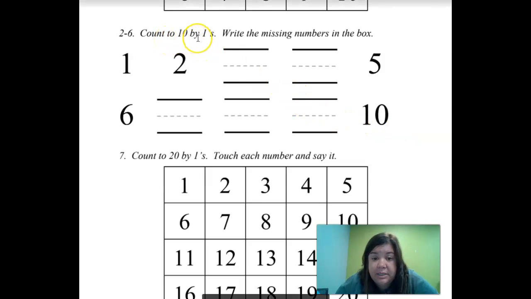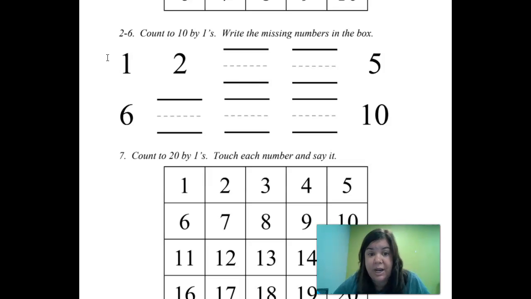Now we're going to count to ten by ones by writing them down. So you need to get a whiteboard or a piece of paper if you don't have a whiteboard, and you're going to write your numbers. So write the number 1 down. Write the number 2. What comes after 2? 3. Write that down. What comes after 3? 4. Write that down.